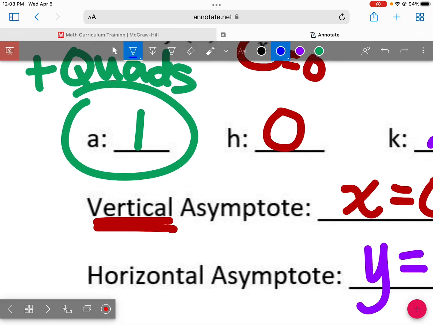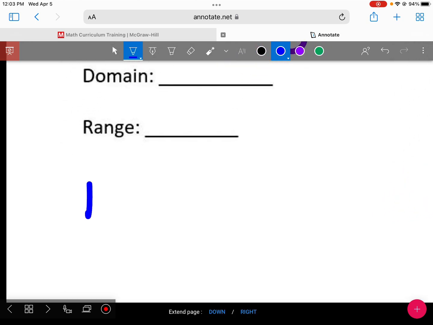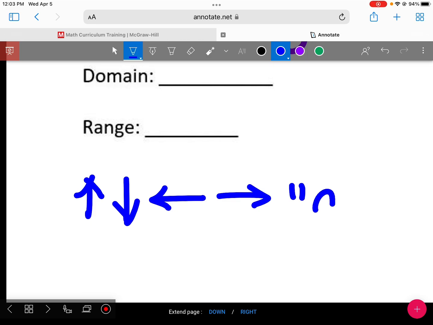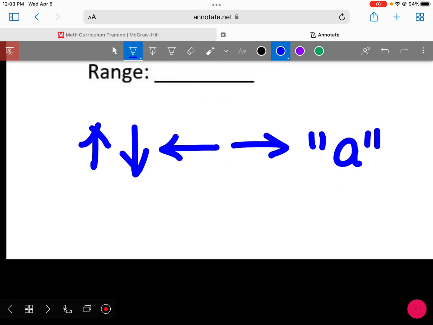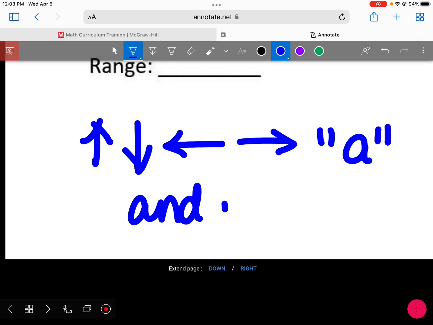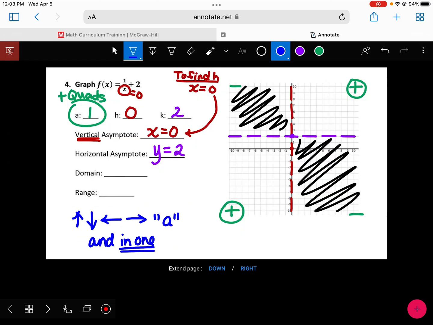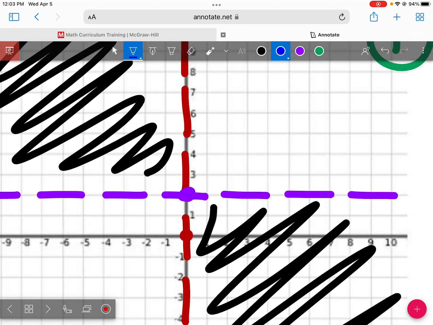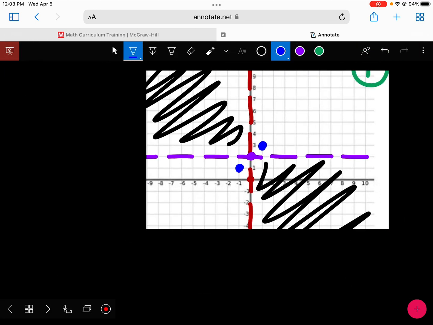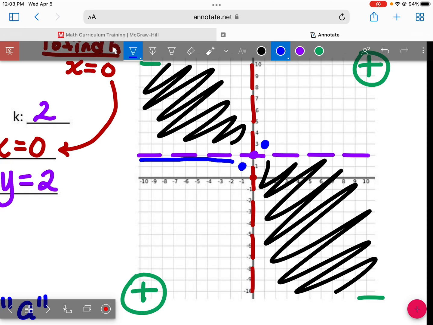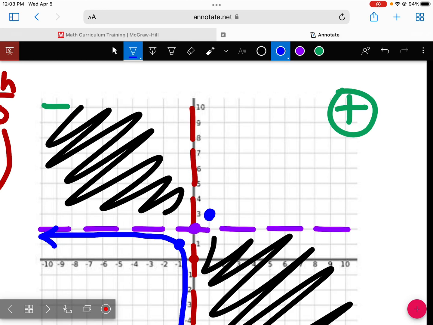I go up, down, left, and right, whatever A is. What's our A value? I'm sorry, I didn't hear you. 1. So how many dots do I end up seeing before I draw my graph in? I end up only seeing 2 because they land on top of each other. Here's where your 2 points should have ended up. Curves through the points, does not cross the asymptotes.